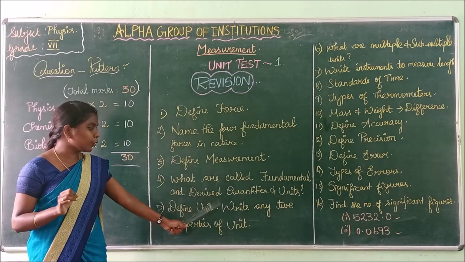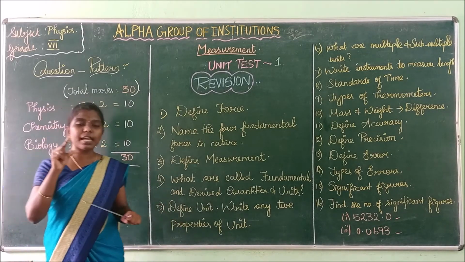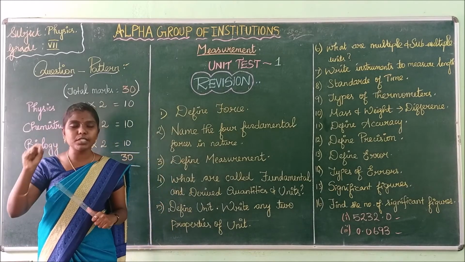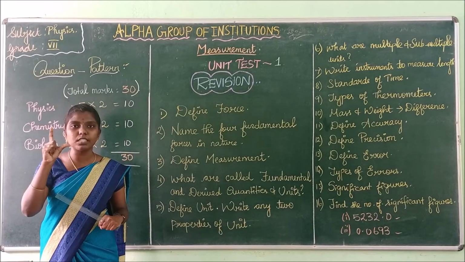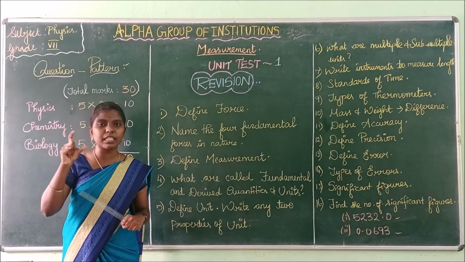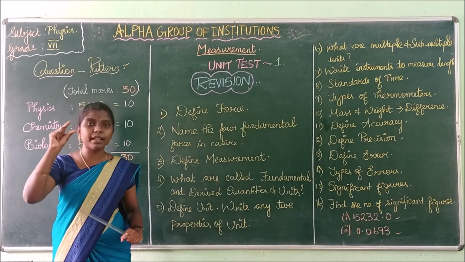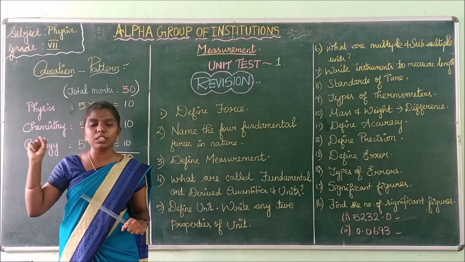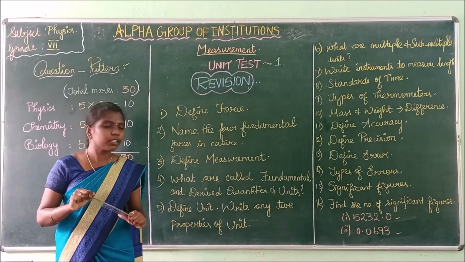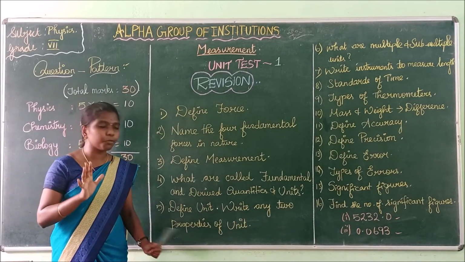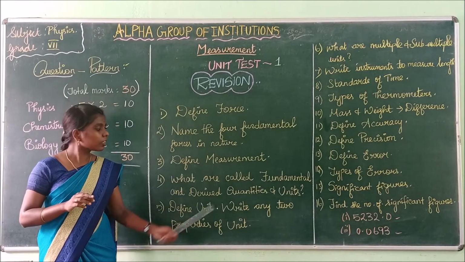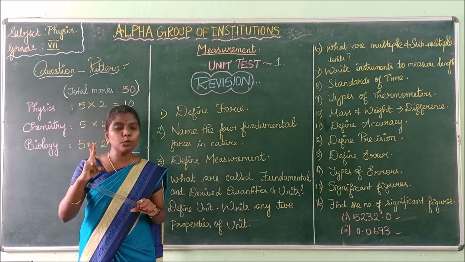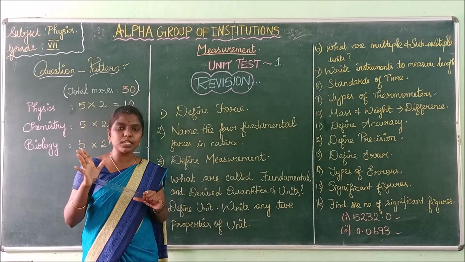Next, define unit. What is unit? The standard comparison of unknown quantity with known fixed quantity is called the unit. The words standard comparison are the keywords for this answer. If they ask define unit, you have to write only the definition. Or if they ask write any two properties of unit, only the properties are enough.